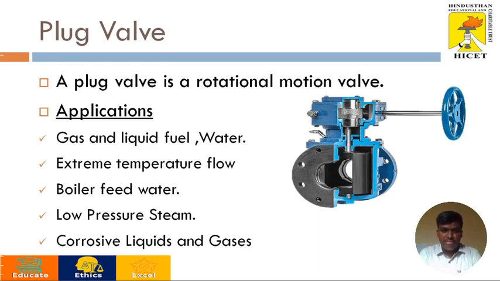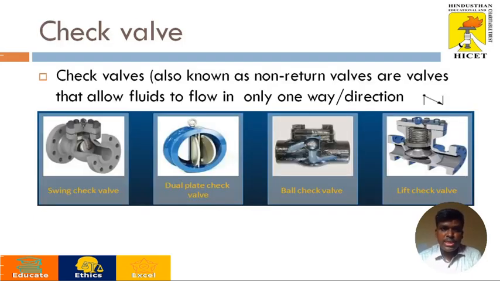And next one is plug valve. Plug valve is also called a rotational type of valve. It's a rotational category of valve where this is called a plug. When we move it in one direction, it's completely open, and when we move it in the same direction, it's completely closed. This has also been used in boiler flow, feed water applications, as well as corrosive liquids and gas applications. And next one is check valve.